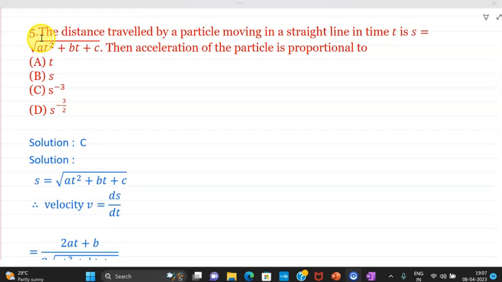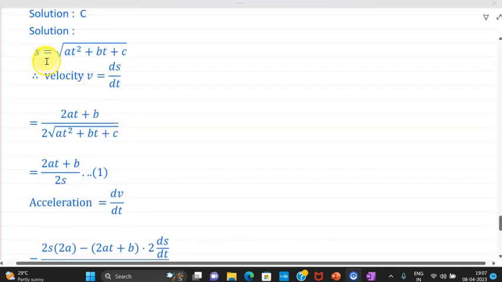Now the next example: the distance traveled by a particle moving in a straight line in time t is s equals square root of at² plus bt plus c. Then the acceleration of the particle is proportional to: first option t, second option s, third option s raised to minus 3, and fourth option s raised to minus 3/2. Okay, now see this here.